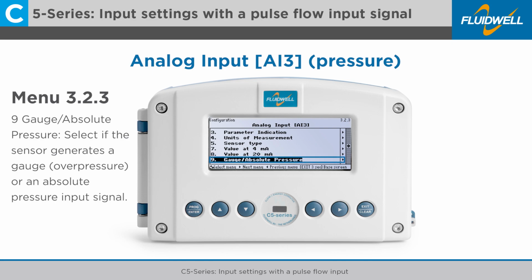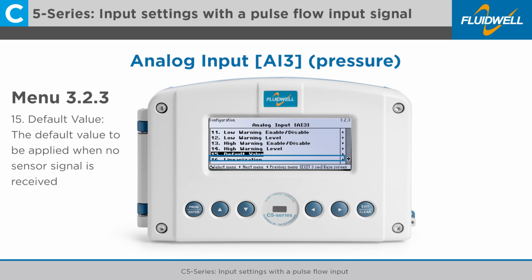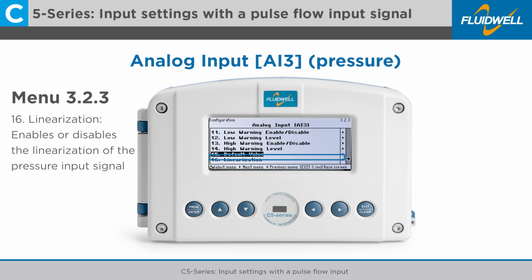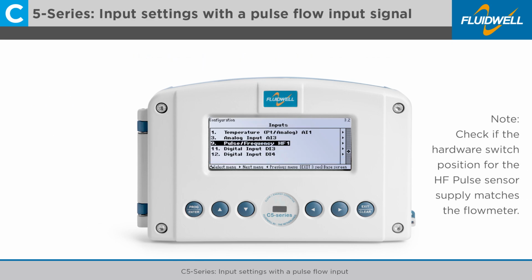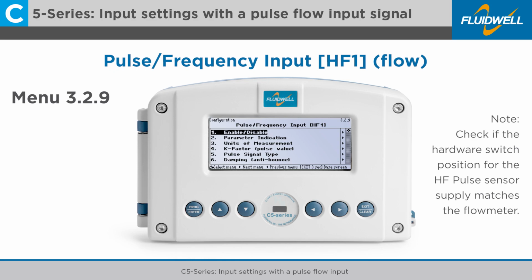9. Gauge or absolute pressure. Select if the sensor generates a gauge, overpressure, or an absolute pressure input signal. 15. Default value. Enter the default value to be applied when no sensor signal is received. 16. Linearization. Enables or disables the linearization of the pressure input signal. Pulse input HF1 is used for flow input signal settings.